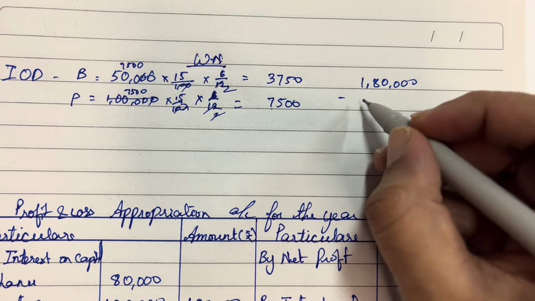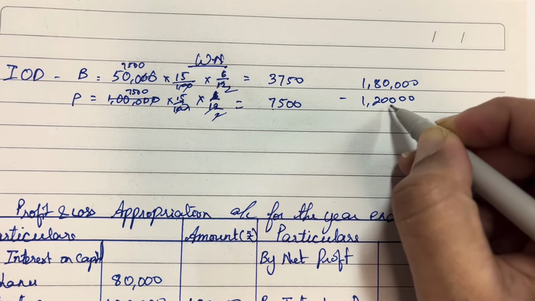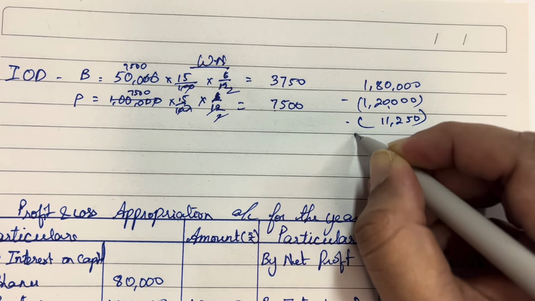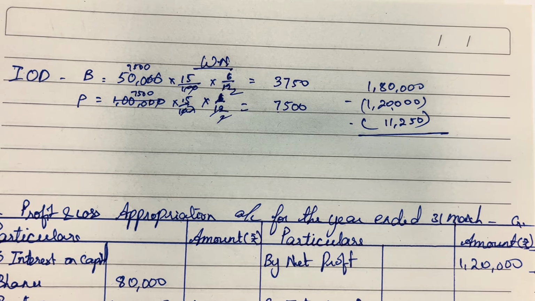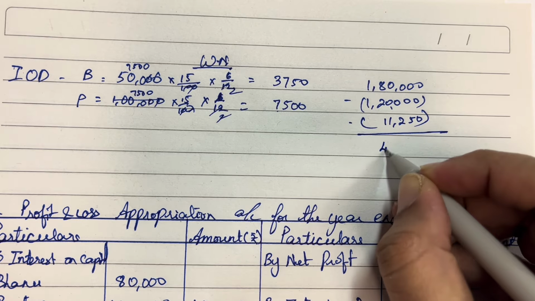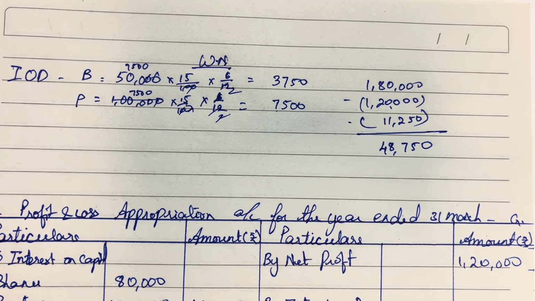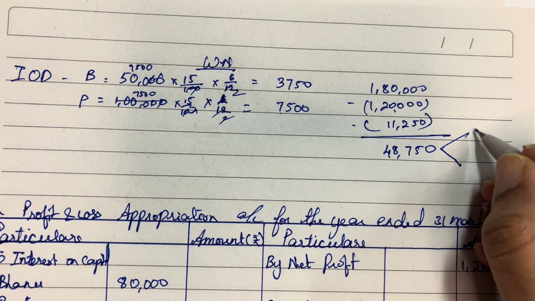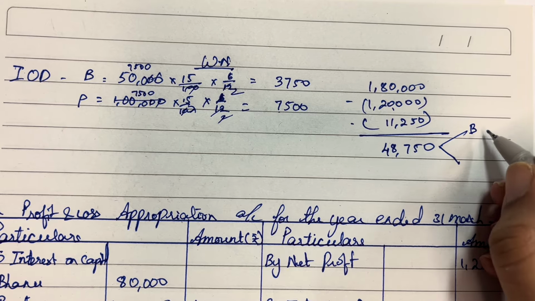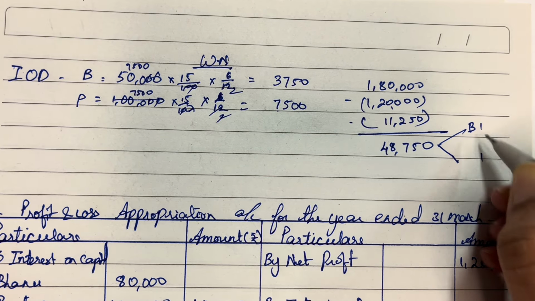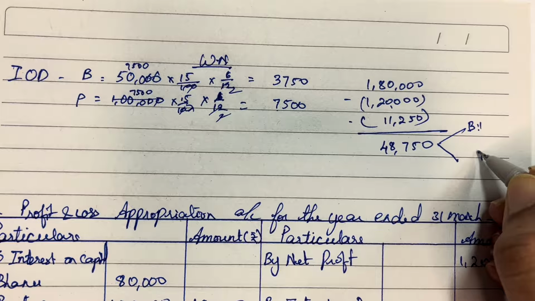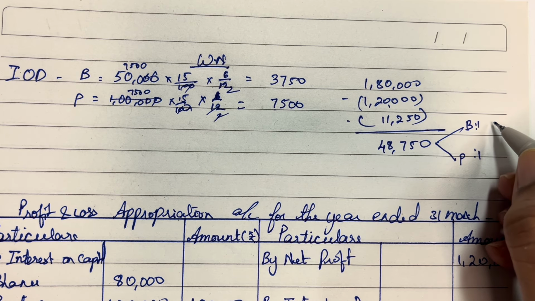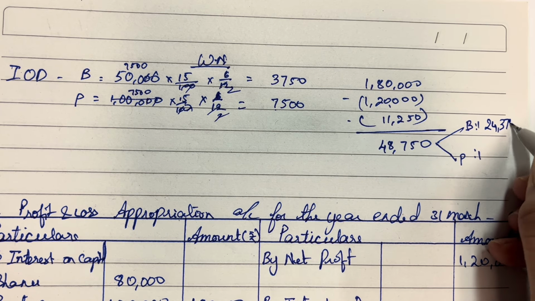1,80,000 minus 1,20,000 minus 11,250. So the loss would be 48,750. Now this 48,750 will be divided equally between the two partners, so the ratio is 1:1. It would be divided between the two partners, Bhanu and Pratap. So each of them would get 24,375.